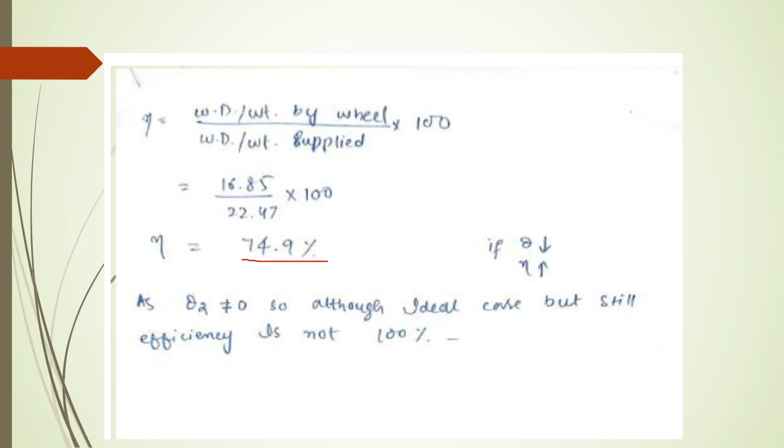If your discharge is going to have a lesser value, then obviously there will be more efficiency. And if you reduce the theta, then again your efficiency will increase.